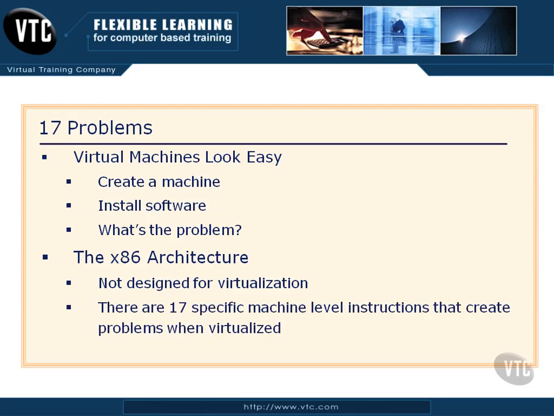As it turned out, when VMware first started to solve this problem, they quickly realized that there are 17 specific machine-level instructions that create serious problems when you try to virtualize a machine, because these calls would go down to the CPU and the system would crash, it would lock up, the virtual machine would go away. Just all kinds of serious problems would happen. VMware came up against this roadblock with these 17 specific instructions for the CPU, but they had a problem.